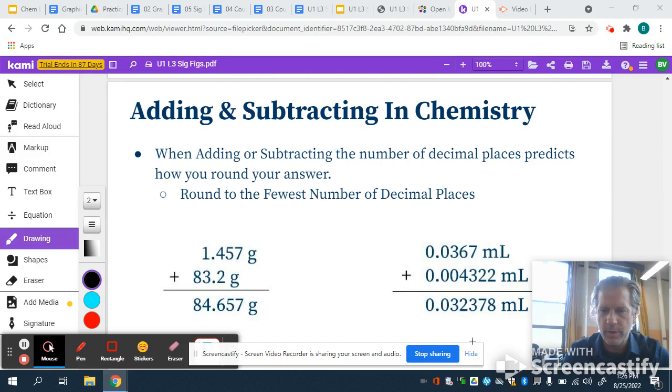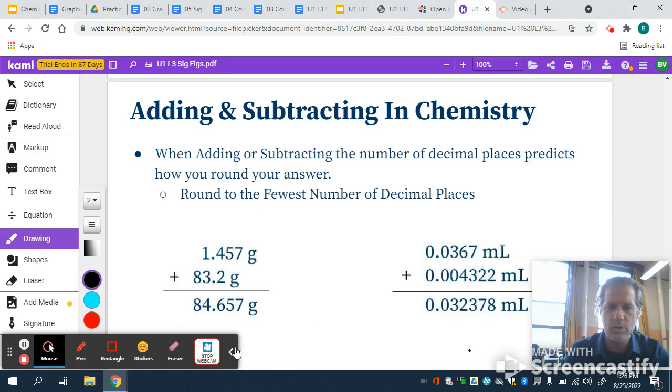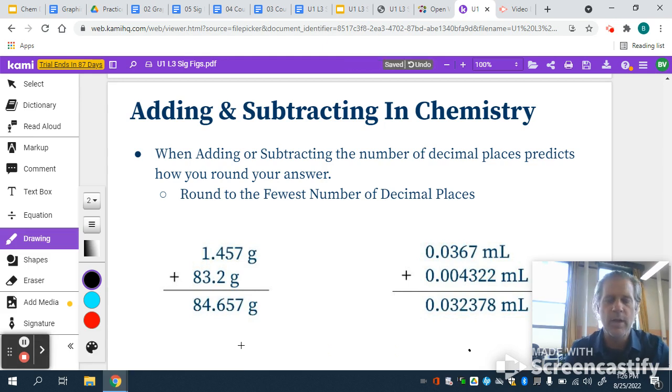So the first thing that we're going to do is talk about what you do when you add or subtract values in chemistry. When you add or subtract values in chemistry, it's the number of decimal places that predicts how you round your answer. In this case, we're going to round to the fewest number of decimal places.